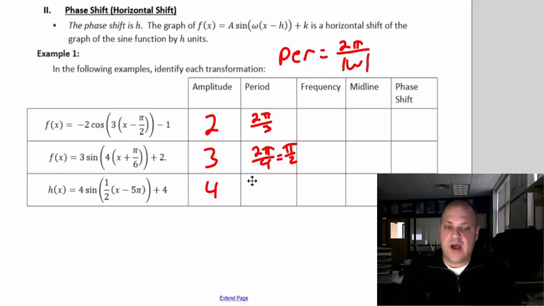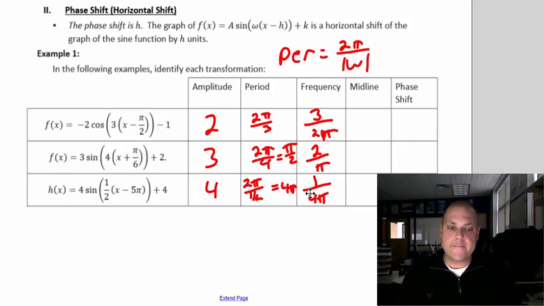And this one's going to be 2 pi over a half, which goes to 4 pi. And we did a bunch of those the other day. All right, now, your frequency is the flip of the period. We did this as well. So this is 3 over 2 pi. This is 2 over pi. This is a pi. And this is 1 over 4 pi.